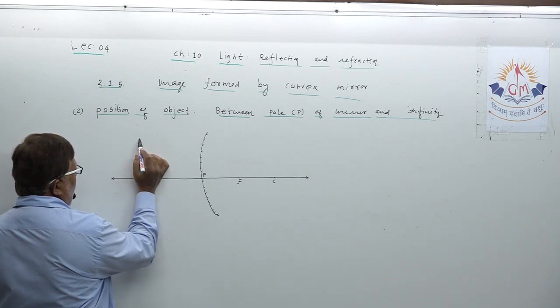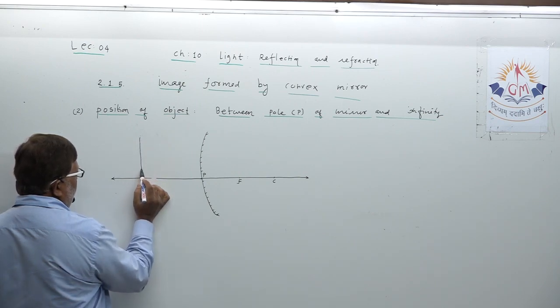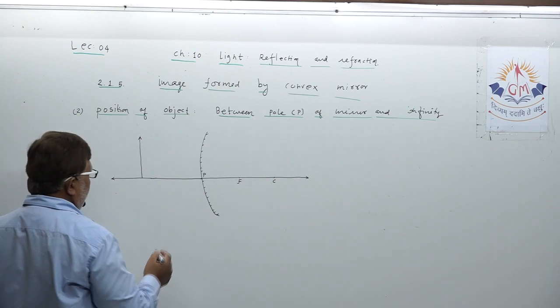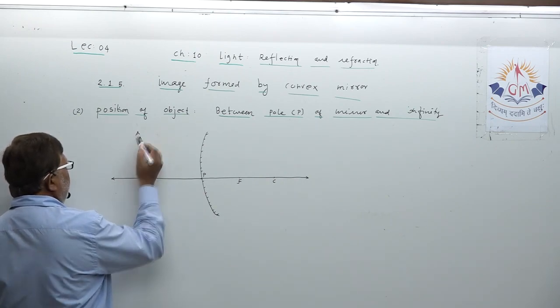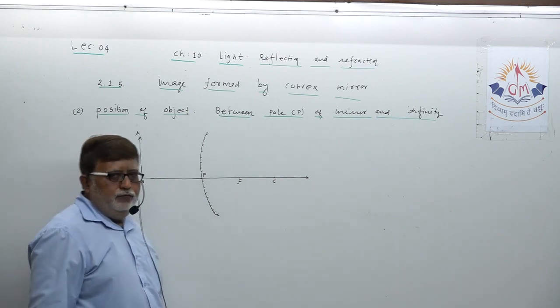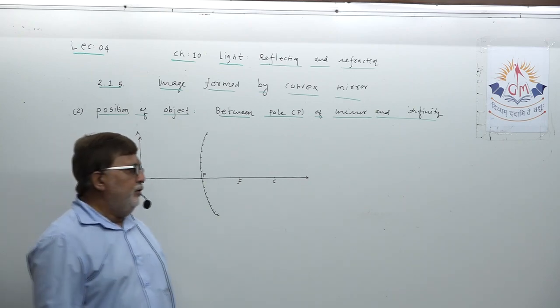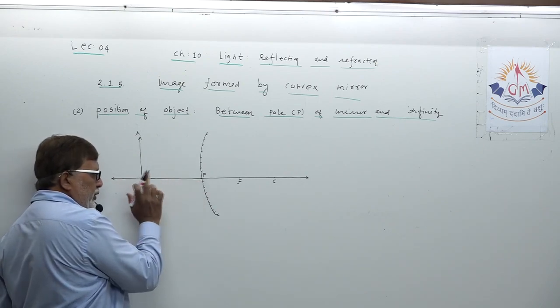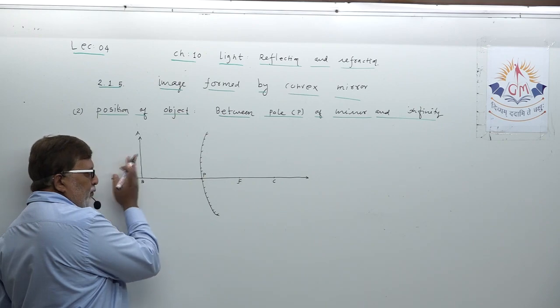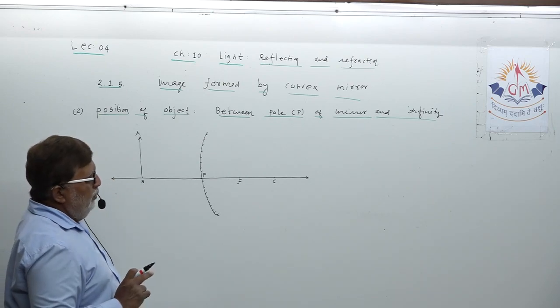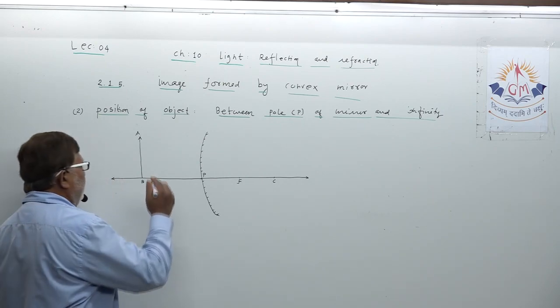Suppose I keep the object here. Dear student, I want to suggest one thing: when you draw the diagram, the object needs to be a little larger. Why? It will help you in forming the image quite properly. Object is kept between infinity and pole of the mirror. Is it clear in your mind? Infinity, that means some reasonable distance. Now how does the image formation take place?